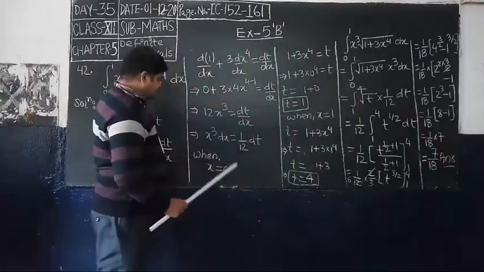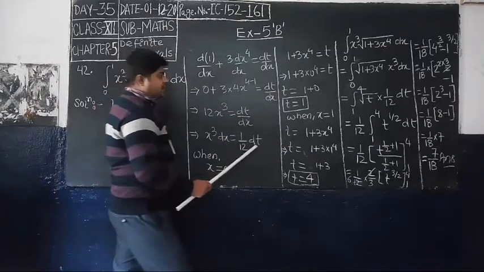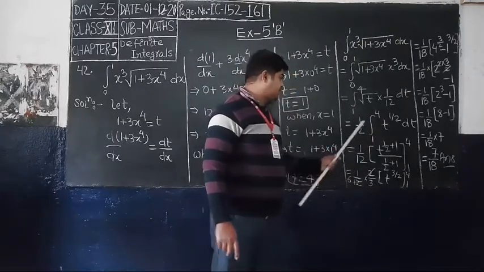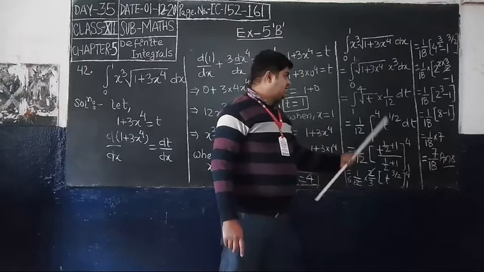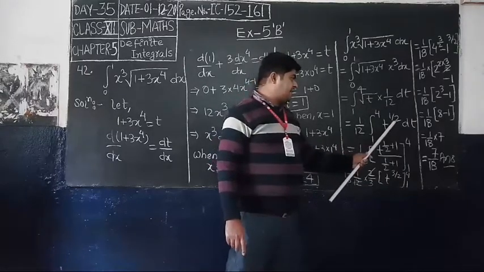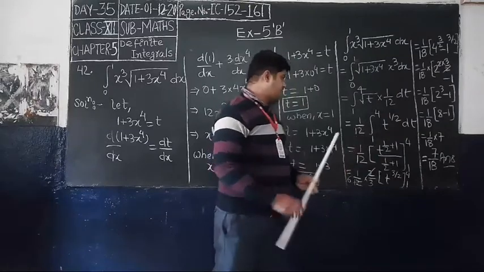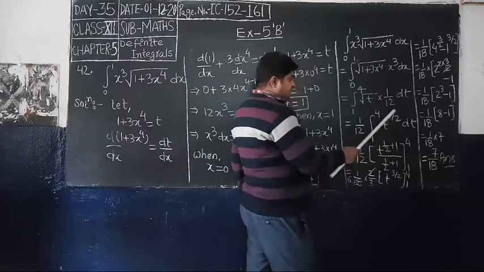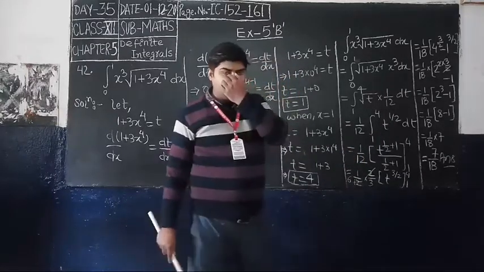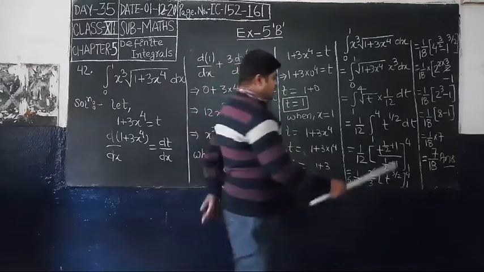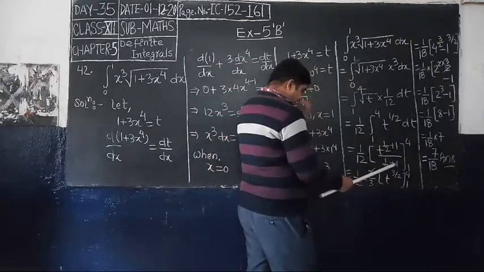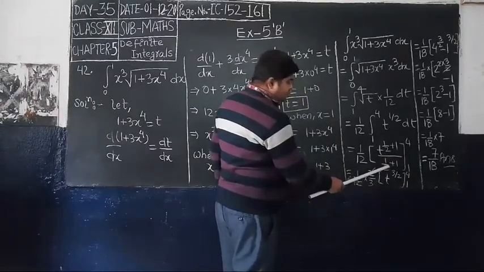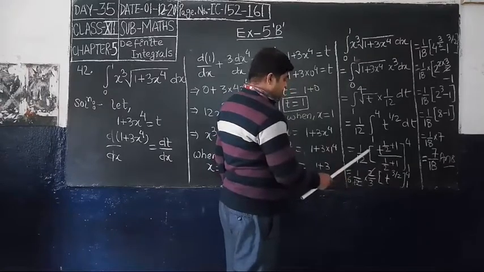x cube dx is equal to 1 by 12 dt. 1 by 12 is a constant term, so you will separate the term 1 by 12. The integration of t under root t is written as t to the power half dt with limits 1 to 4. And you know the integration of t to the power half dt is t to the power half plus 1 by half plus 1, so t to the power half plus 1 by half plus 1 with limits 1 to 4. 1 by 12, and this 3 by 2 goes here as 2 by 3.